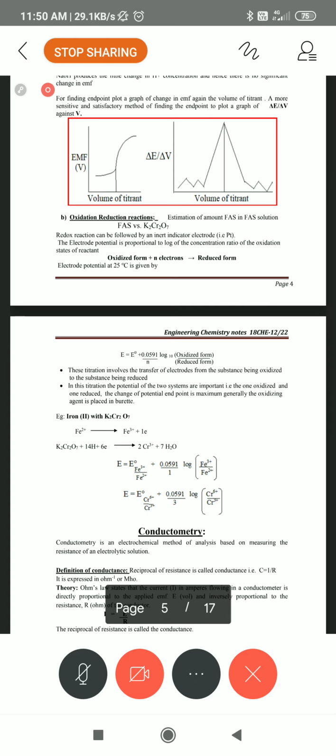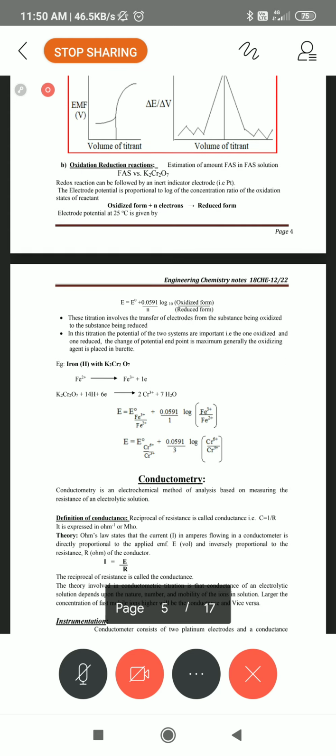The last column is delta E by delta V. So 240 you can get, in the last column 480, 280, 560, like the doubling of the values. At one point where you got the equivalence point, immediately you can get a bell-shaped curve.